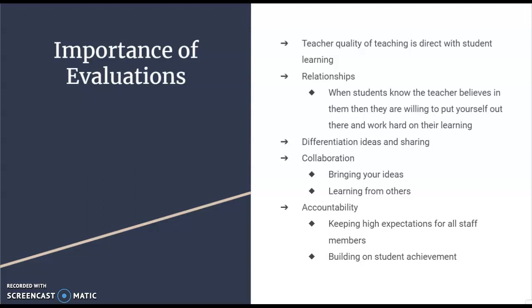The next reason why evaluations are important are the differentiation ideas and sharing. Teachers are constantly bringing new ideas and collaboration together and learning from each other. This can happen within the school with student to student interaction or outside the evaluation process after reflection is done with members of the evaluating team. The next reason evaluations are important is because it keeps high expectations for all staff members and we continue to build on student achievement.